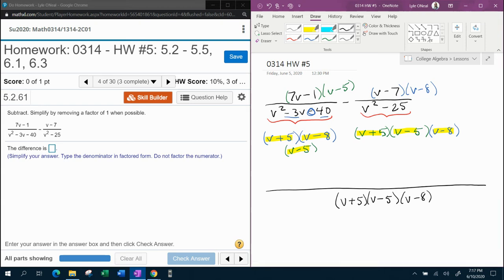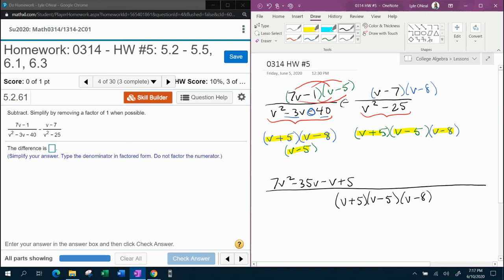So let's F it up. Here we go. 7v times v, that's going to be 7v squared. On the outside, negative 5 times 7v, that is a negative 35v. On the inside, negative 1 times v, that's negative v. And last but not least, negative 1 times negative 5, positive 5.